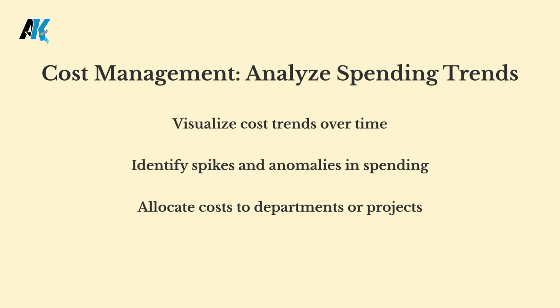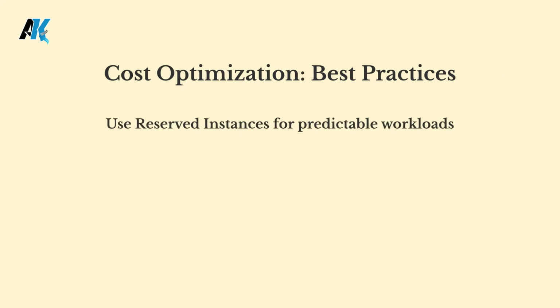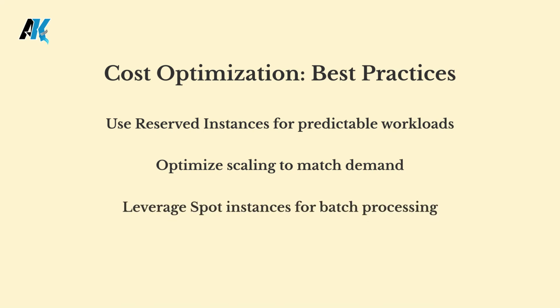for its cloud usage. To optimize costs, consider using reserved instances for predictable workloads, as they provide significant discounts compared to pay-as-you-go pricing. Additionally, ensure that auto-scaling is configured correctly to match demand, preventing over-provisioning. For non-critical tasks, such as batch processing, spot instances offer lower-cost compute resources.